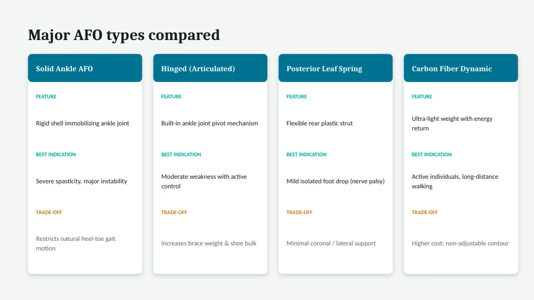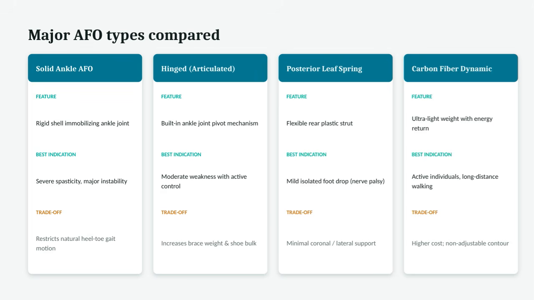Next is the hinged or articulated AFO, which includes a built-in ankle joint pivot mechanism. This design is ideal for those with moderate weakness who still have some active control. The downside is that it adds extra weight to the brace and can increase shoe bulk, which may affect comfort.